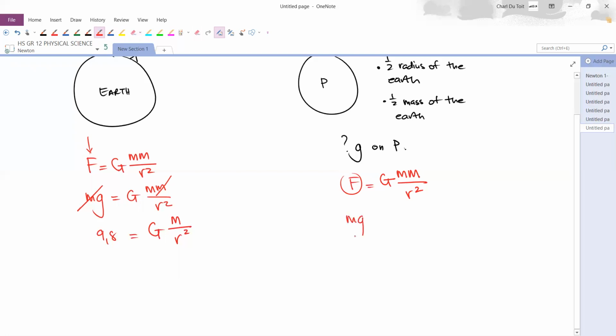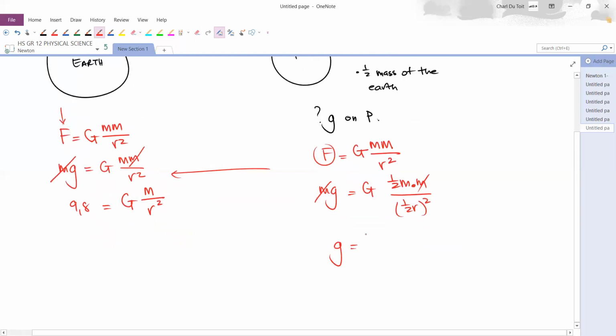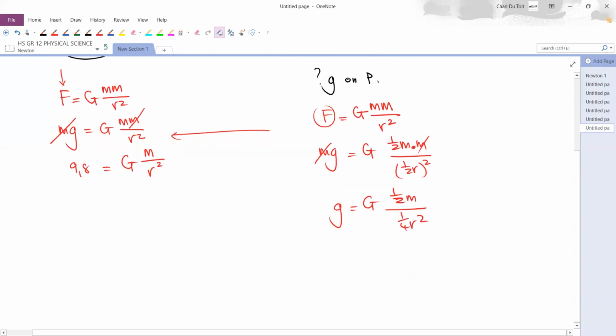So F is mg, then we have big G, then the mass of that planet is half the mass of the Earth. So to compare it to the formula on the left-hand side, I must just do a half M, times your mass, which is going to be eliminated. And the radius of that planet is half the radius of the Earth. So in that case, g equals big G, half M, over a quarter R squared. Now a half divided by a quarter is 2.